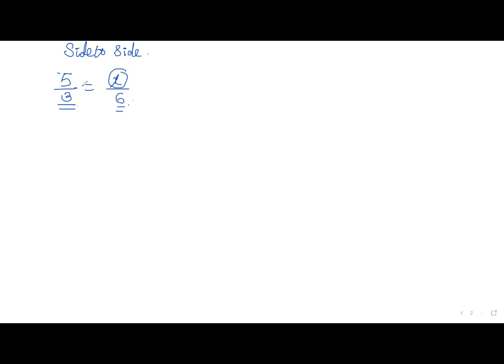Means if you are multiplying 3 by 2, 3 into 2 gives 6. So 5 into 2 gives x. So it will be 10 by 6. Means here the value of x will be 10. So this procedure is known as side to side. Okay, then up and down.